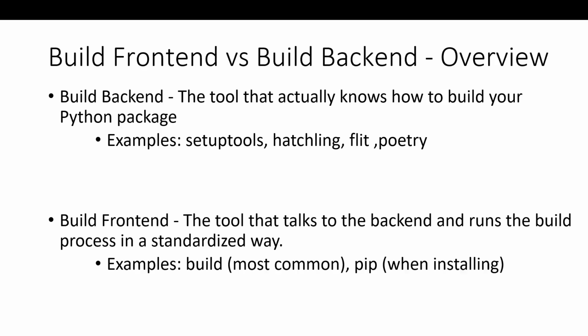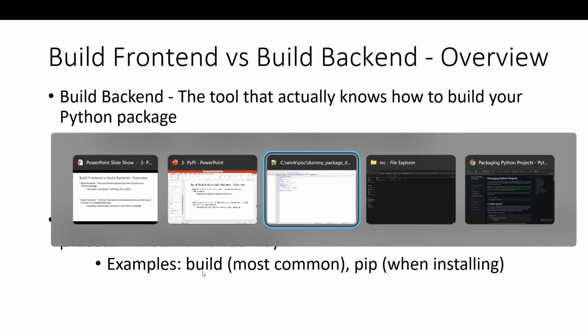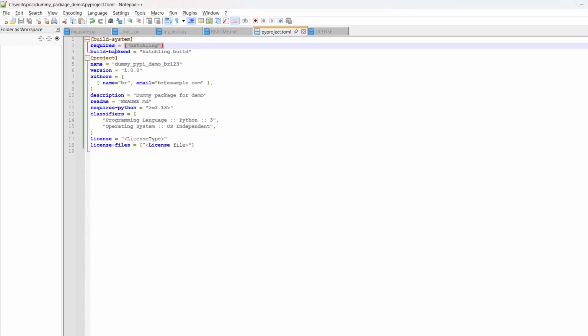The front end is nothing but a tool that talks to the backend to trigger the build. So we have tools like the build command, which is most common, and we have the pip command to install. So the front end needs a way to tell that, okay, you go and build the source code, but use this build backend. And that is what we specify in the requires and build backend. Now, how do we get this information?